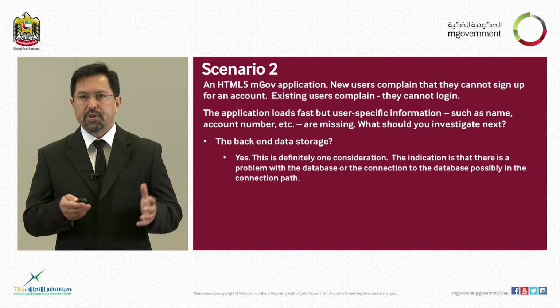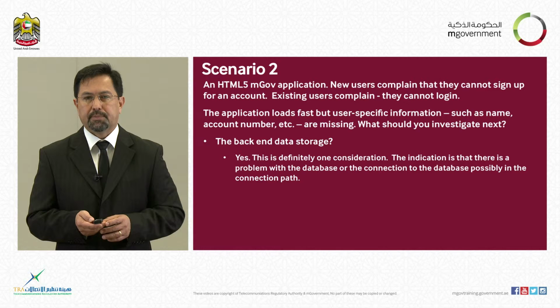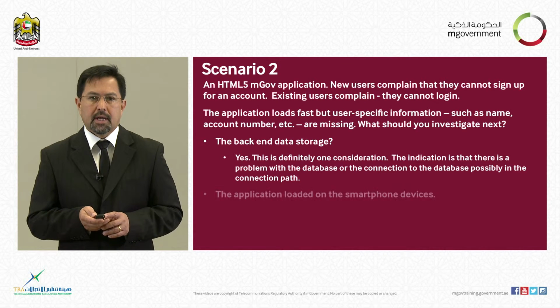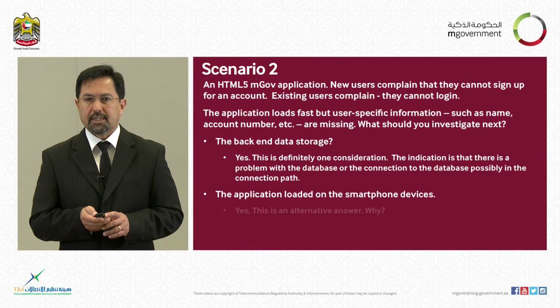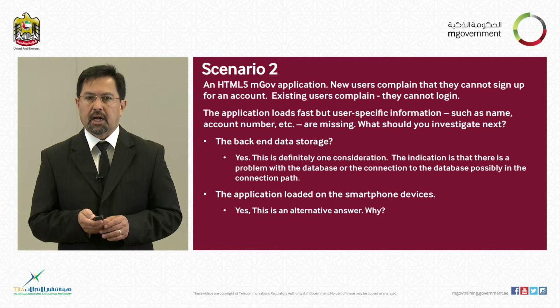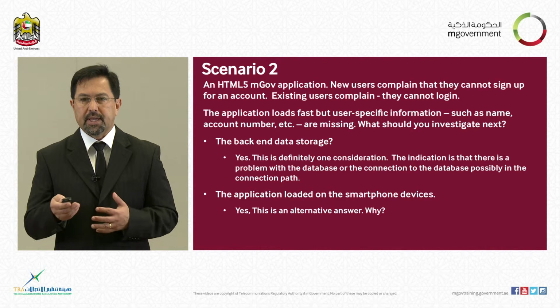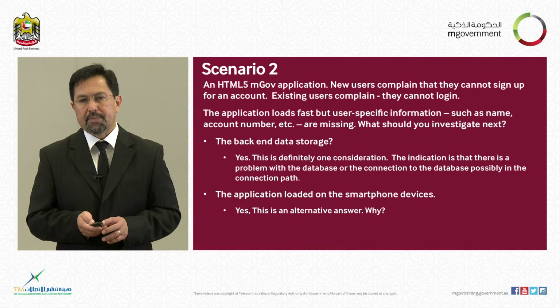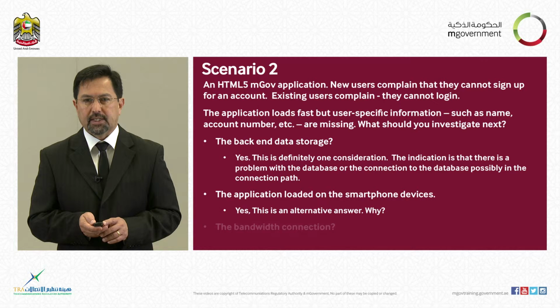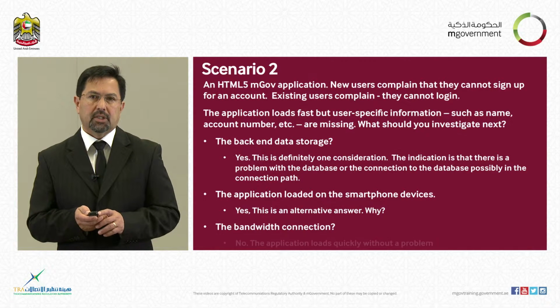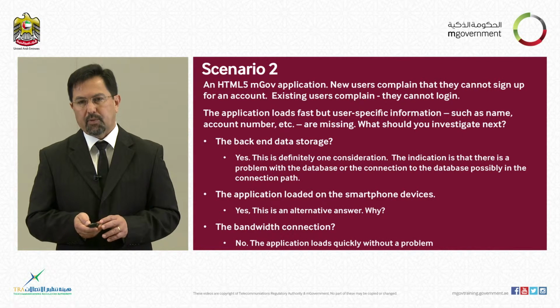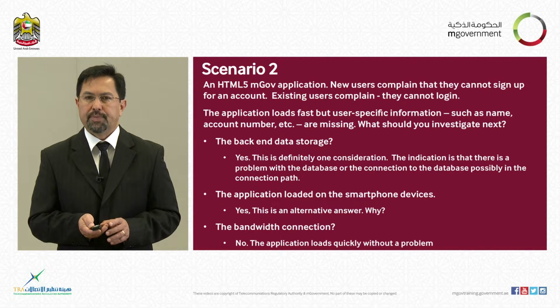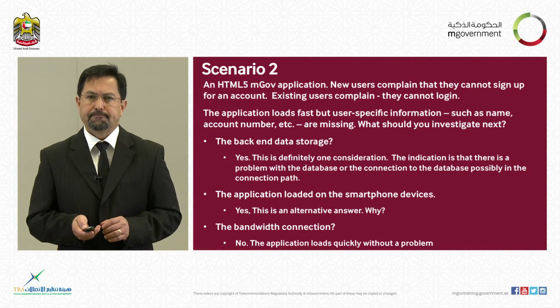The fact that there's a problem with the database or the connection to the database, possibly in the connection path, could be a place where this problem is occurring. The application loaded on a smartphone device, yes, pretty clearly this is another alternative answer, because it could be that the application is trying to set up some sessions for services that it cannot connect to, so possibly this could be part of the answer to where you would begin to investigate. How about the bandwidth connection? Well, in this case, there's no indication that the bandwidth is a problem, so it's not really where you should begin the investigation.